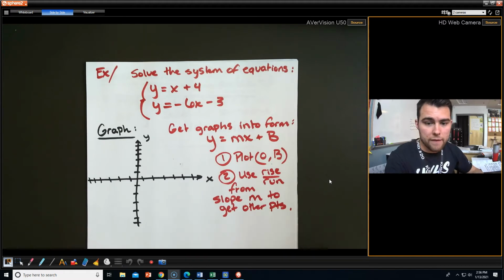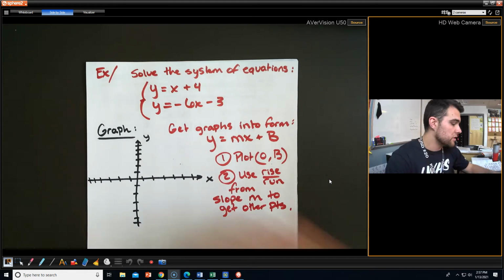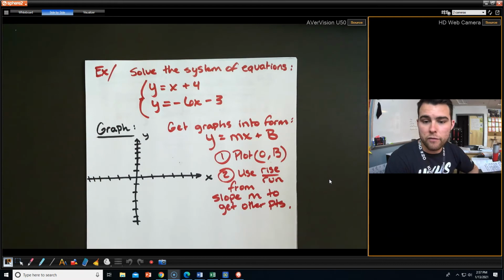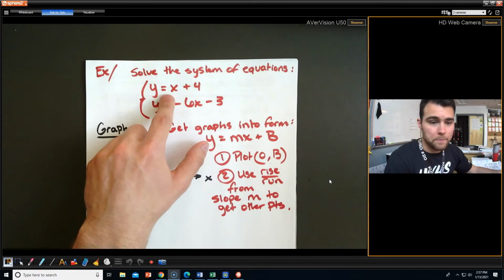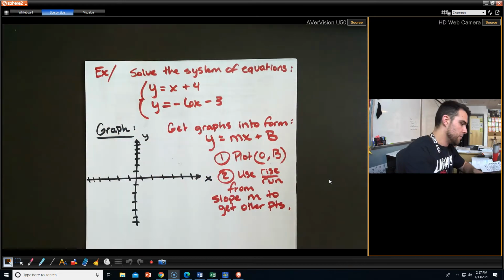With the graph, the whole idea is to get them into the form y equals mx plus b. Sounds like I'm beating a dead horse with that, but it cannot be stressed enough that y equals mx plus b is how we graph our equations. It tells us what to do, right? So if I have these 2 equations, are they of the form y equals mx plus b? Yes, they are. Y equals m, which is 1, x plus b. I'll even put the 1 right there.